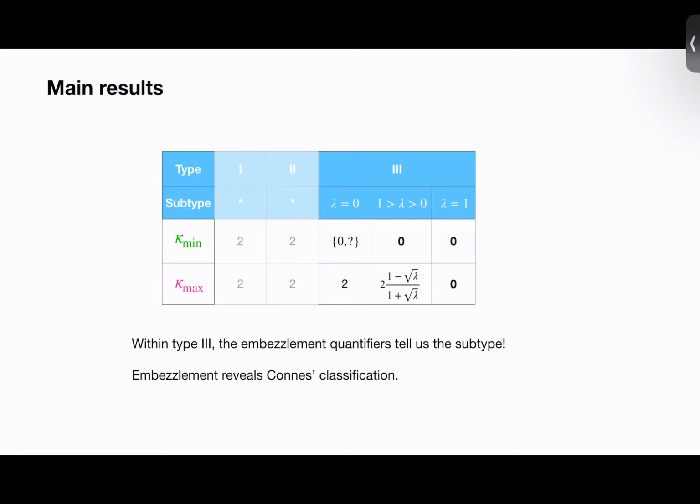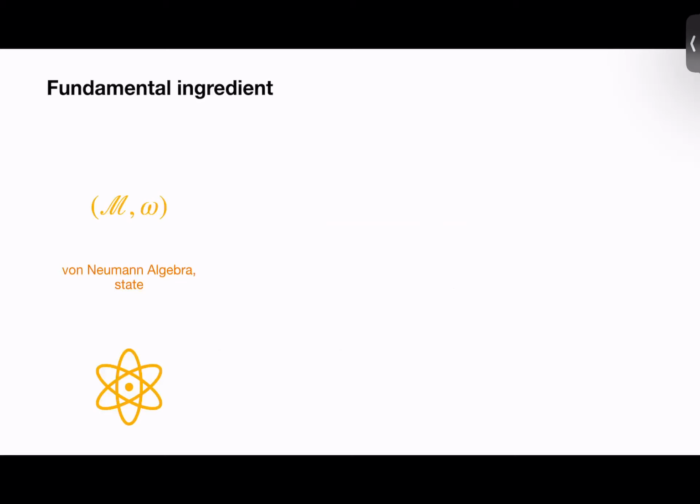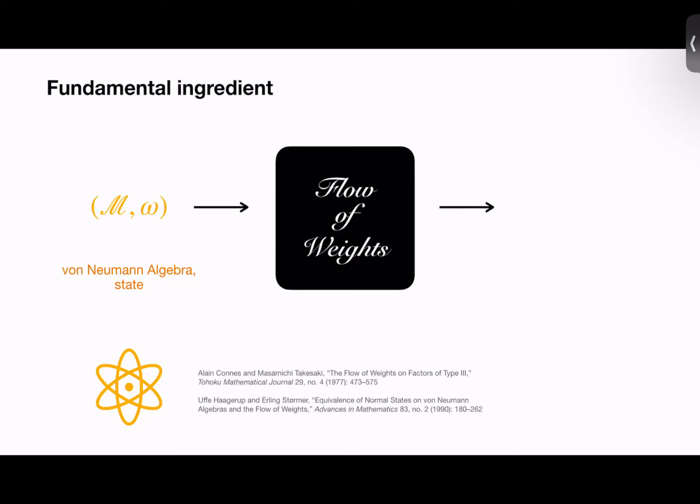The question is, of course, whether this has any interesting physical implications. But before we get there, I want to tell you a bit about the fundamental ingredient that we use to derive these results. The fundamental ingredient is a mathematical technique called the flow of weights. I would just treat it as a black box here.